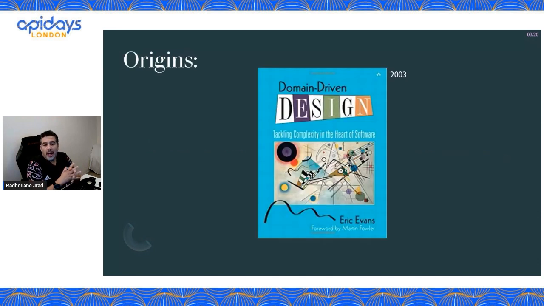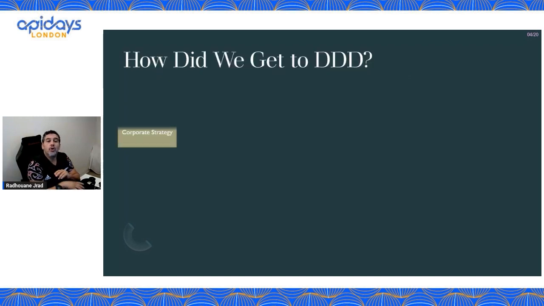Eric Evans is the one who coined the domain-driven design concept. However, the concept itself existed way before this, particularly in the business world, and you're going to see that in the next slides. So how can you think about domain-driven design? This is a simplistic way of presenting how business needs evolve in terms of structure in the business, but obviously it varies from one company to another.